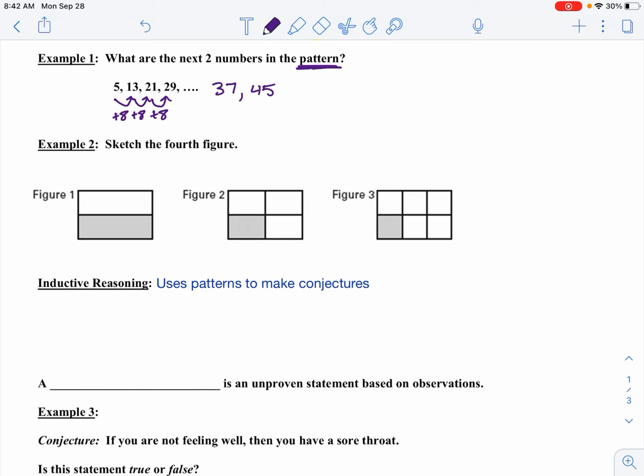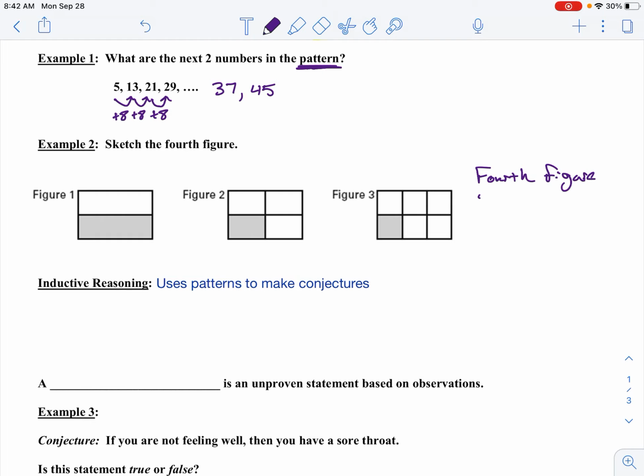Example 2: sketch the fourth figure. Let me put a little section over here for the fourth figure. Looking at these figures, in figure 1 I just got 2 boxes and the bottom one is shaded. In figure 2, I got 2 more boxes. It looks like an extra column is added on to the right, and the shaded one is in the bottom left. In figure 3, I'm getting the same thing where I'm adding on a column.